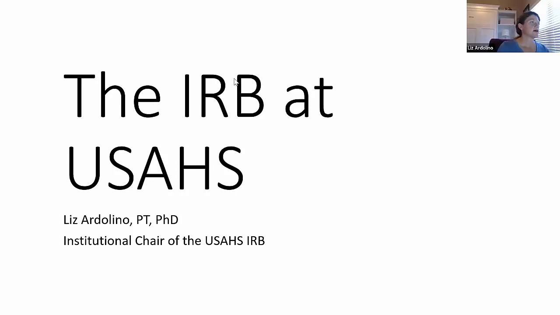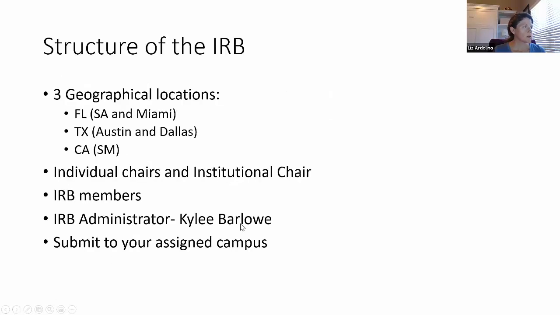Okay, and let's get started here. So for your reference, the structure of the IRB is that we have actually 3 IRBs that make up one larger institutional IRB. So we have IRBs for each of our 3 geographical locations. So there's Florida, which consists of St. Augustine and Miami, Texas, which is where our Austin and Dallas campuses submit to, and then California, where our San Marcos campus submits.